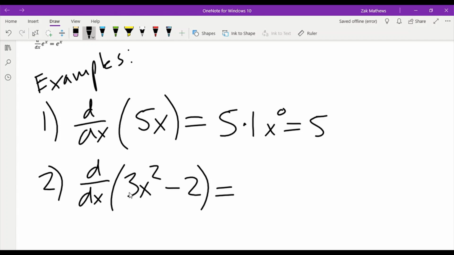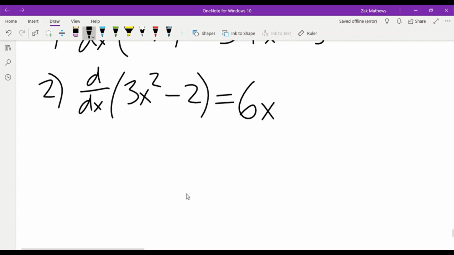So here we have 3x squared. I'm going to do this one a little bit faster than I did above. Rather than writing it out, I'm going to take the 2 and multiply it directly in front. 2 times 3 is 6. And then I'm going to take that exponent and reduce it by 1. So it was x squared, now it's just going to be x to the first, or x. And then the derivative of a constant is just 0, so we're left with the derivative 6x.